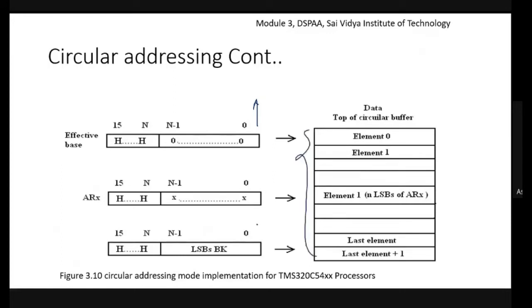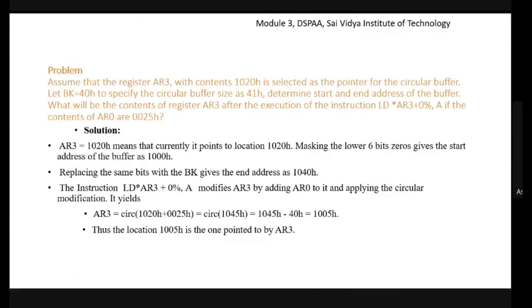If the value is going above this, again what we do, we'll perform the subtraction, and we'll get back to this particular original range. So this is a circular addressing mode implementation for the TMS320C54XX processor. It's a circular buffer: the top of the circular buffer, how data looks, last element plus 1, element 0, element 1. With the help of the ARx register, the n LSBs of the ARx will be present here. So this is one schematic diagram.